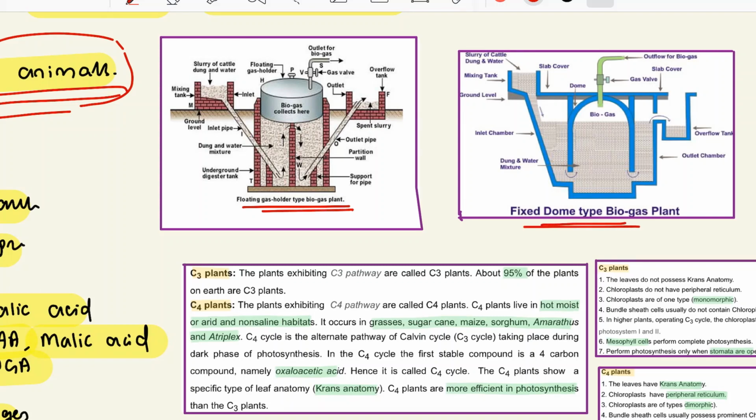Here this is the mixing tank, then this is the digester, this is the biogas collector, then there's the overflow tank, and this is the outlet pipe. This is the floating gas holder type biogas plant. Then this is the fixed dome type biogas plant. Here the dome is fixed. Here a slurry of cattle dung and water is mixed, and this is the digester and this is the overflow tank.